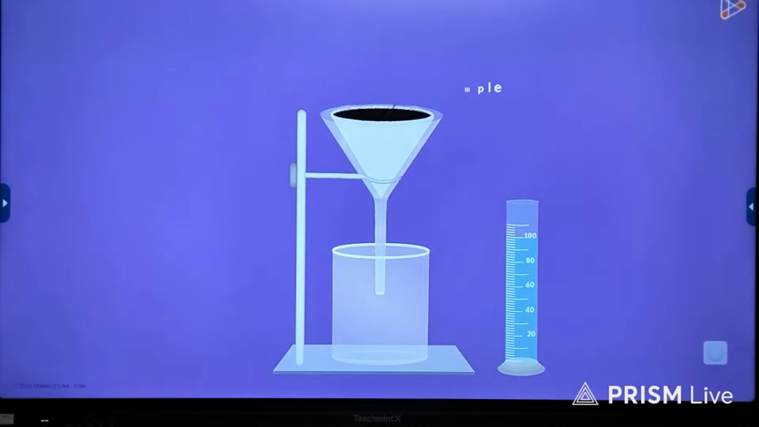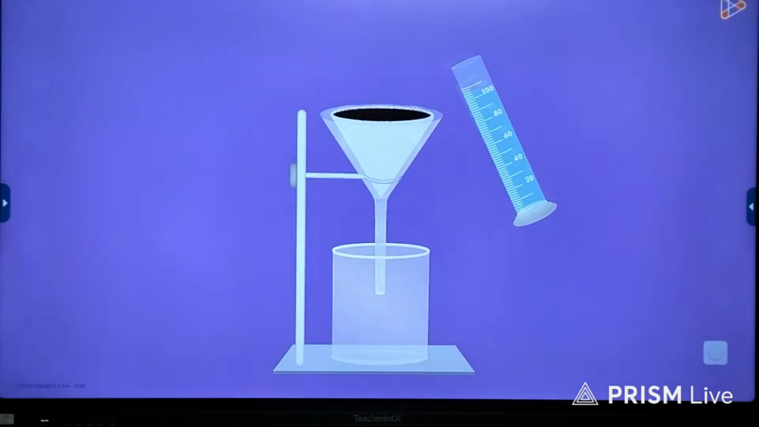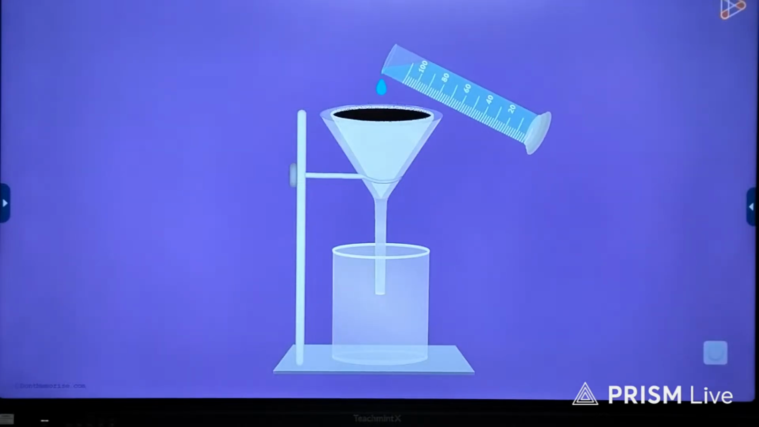Now let's arrange the setup. We take 200 grams of soil sample in the filter paper and place it like this. Now we place a beaker below this setup. For a start, we take 100 milliliters of water in the measuring cylinder. We start pouring the water very slowly and carefully from the top of the soil sample.